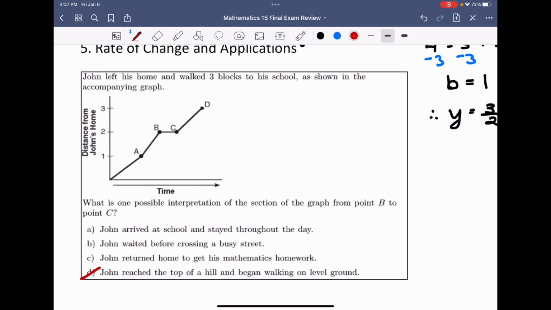That seems weird because we're not talking about distance and height. John returned home? No, he's going to school. So that's not saying that he walked home. He's waiting before crossing a street, definitely plausible because he's on his way to school. John arrived and stayed throughout the day. That is not a long time period right there. I'm going to cross that one out. It has to be that he just took a break or stopped at the lights and was waiting to cross more. Because what we get in the problem here is that he left home and walked 3 blocks. That's all this is describing. It's not describing him going home or doing any other activity. It's saying he's walking to school, what's happening in that block.